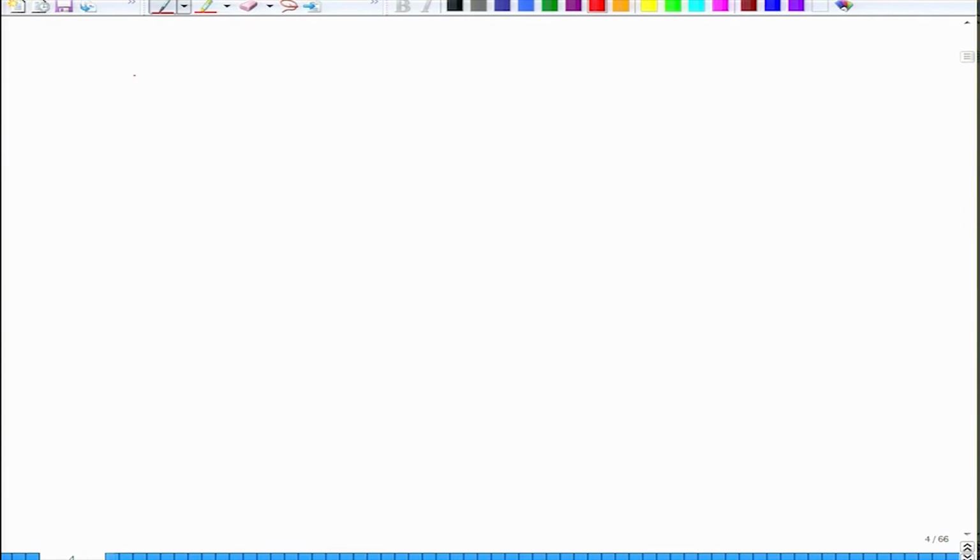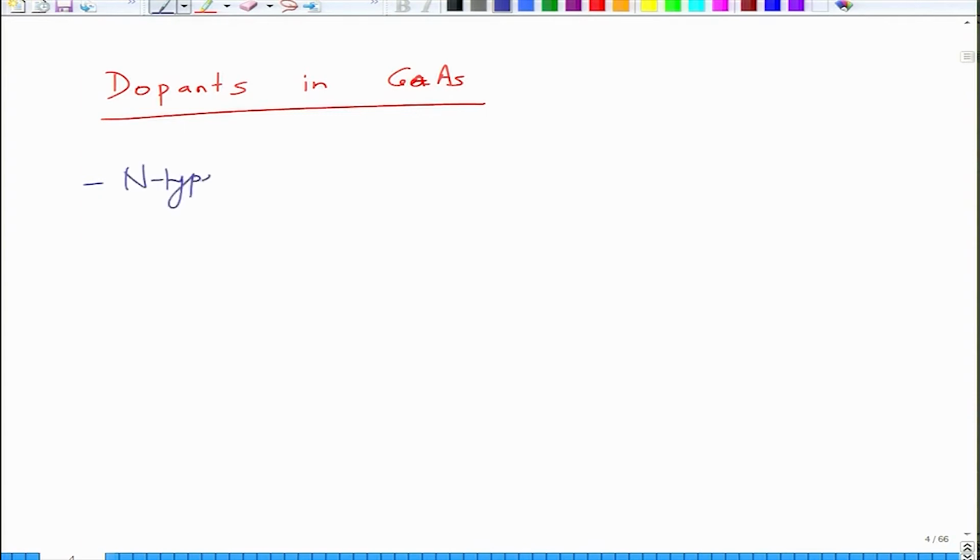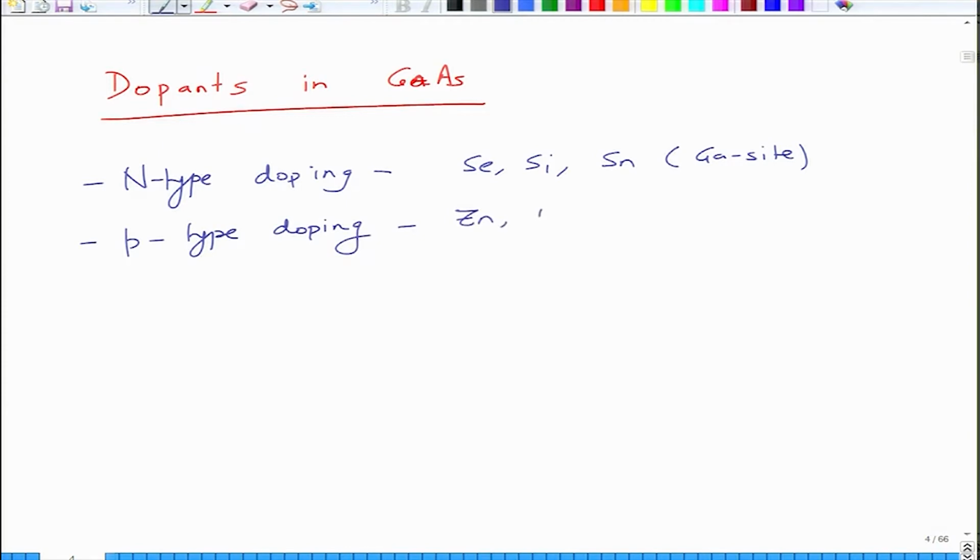The typical dopants in gallium arsenide: for N type doping we use selenium, silicon, tin, which go to the gallium sites, and for P type doping we generally use zinc, magnesium, carbon, which go to the arsenic sites. And the band gap, as we said, is tuned in this fashion.